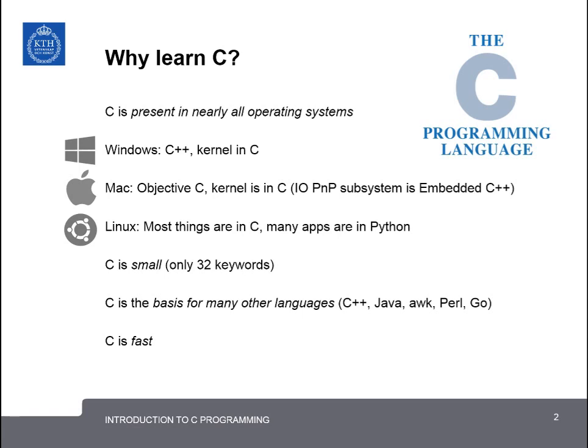Benchmarks comparing the speed of C to other languages consistently show that C is one of the fastest programming languages. We can attribute this partially to the enormous amount of work that has gone into optimizing C compilers.